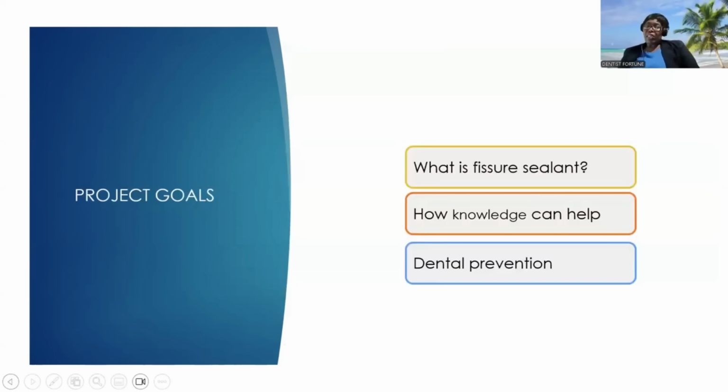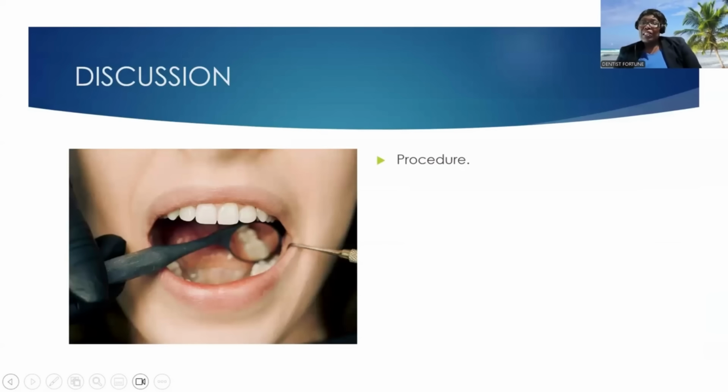The goals are, what is a fissure sealant? How knowledge can help? Dental prevention is better than cure. So the procedure, a fissure sealant is like a coating. So when you look at your tooth in the mouth, it's got grooves. So a fissure sealant is like a coating over the grooves. I'm going to keep it simple, and it prevents food from getting stuck, leading to decay. So it makes it shallow.